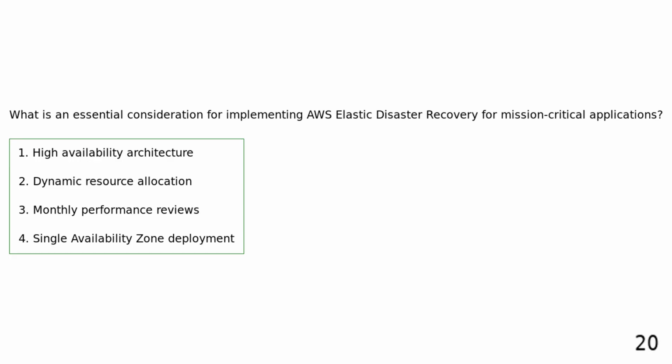What is an essential consideration for implementing AWS Elastic Disaster Recovery for mission-critical applications? High availability architecture. Dynamic resource allocation. Monthly performance reviews. Single availability zone deployment.